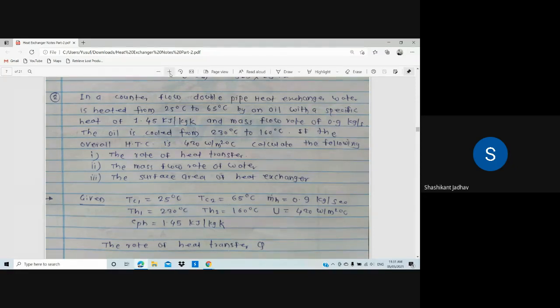Only Yasar, Sandeep and Dhanashri have put their answer for the Q. Yasar has put their three answers: area, then M dot C.